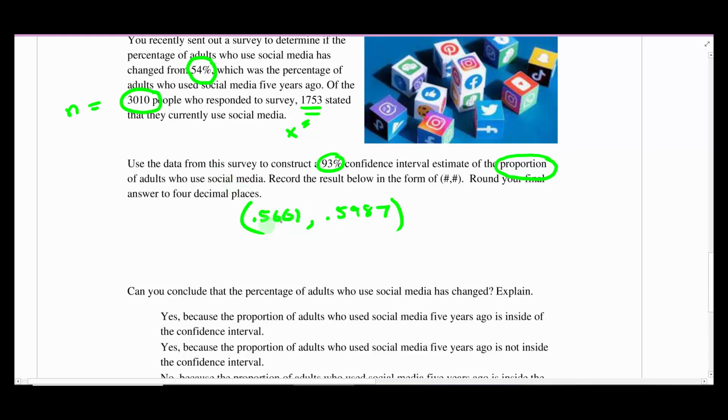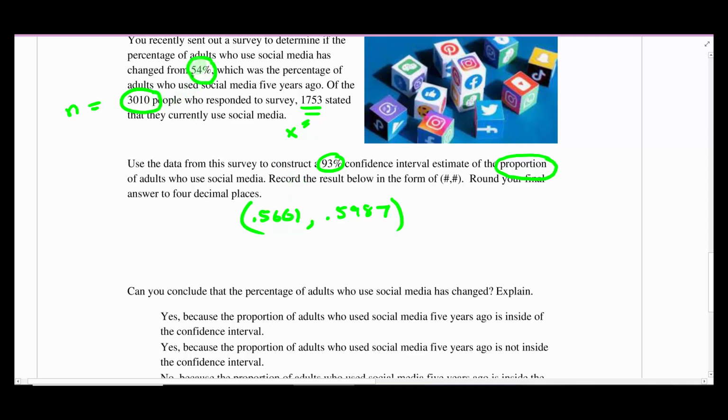Now, as statisticians, we're going to be a little more precise, and we're going to say, I'm 93% confident that the proportion of adults who use social media is between 56.61% and 59.87%. Because we're trying to be more precise and more professional about it. But that's what these numbers are telling you: based on our data, we're pretty confident that the actual proportion of adults who use social media is between these two percentages. So the question is, has it changed?